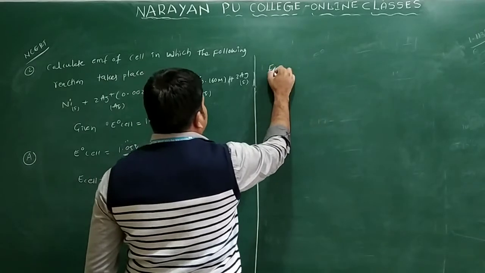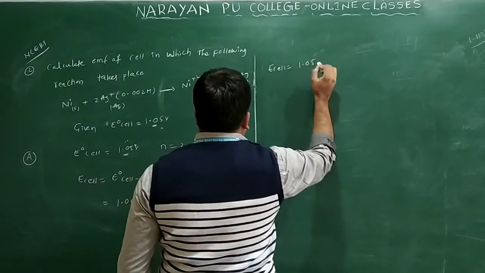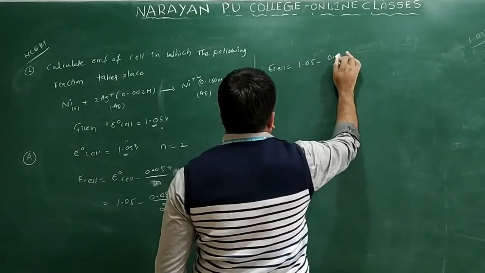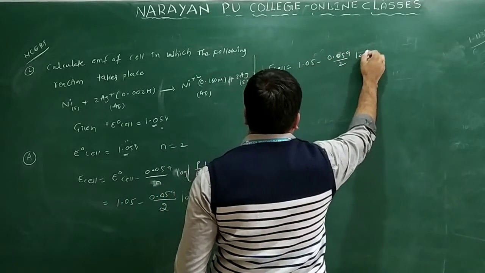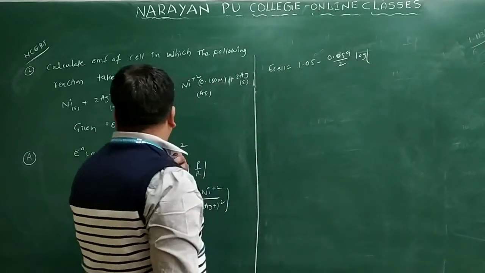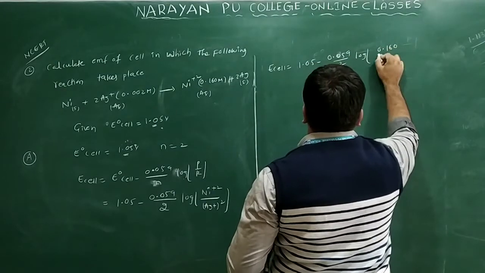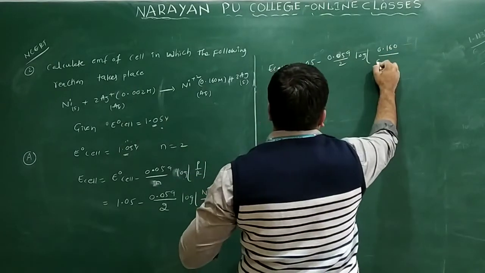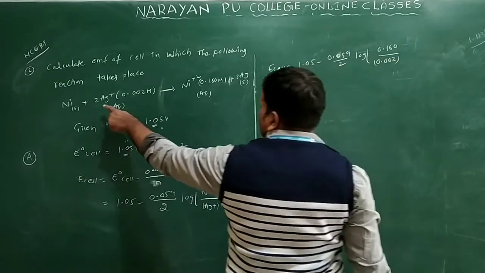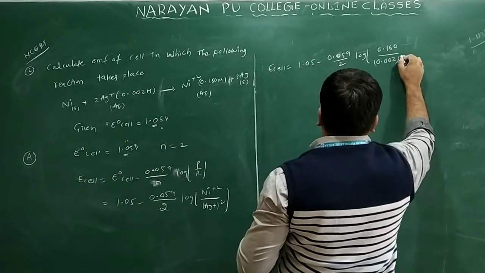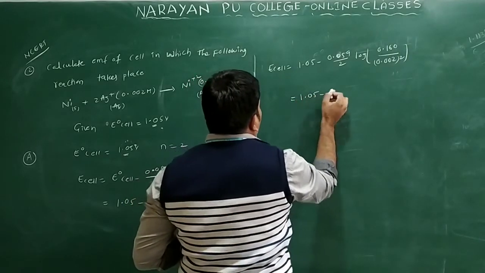Now I will write here E cell is equal to E naught cell, that is 1.05 minus 0.059 by 2 into log of the concentration of Na plus 2. Na plus 2 is given as 0.160, divided by this one, 0.002. Here the coefficient 2 is there. You will get this one only.